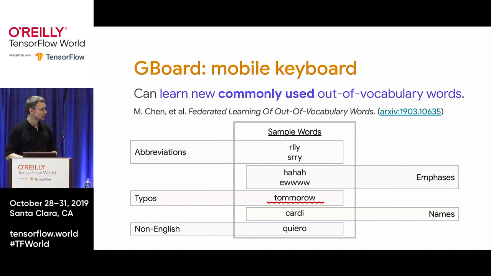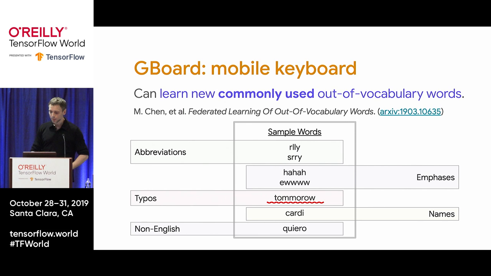So here we demonstrate the federated model can actually learn new words that were not initially in the vocabulary, and notice that the people are using them and include them. It's worth pointing out, this is definitely one example of an application where I definitely want to use differential privacy to make sure that the only thing you're learning is common things and nothing sensitive gets through.